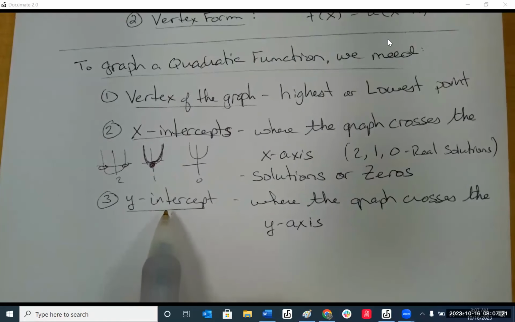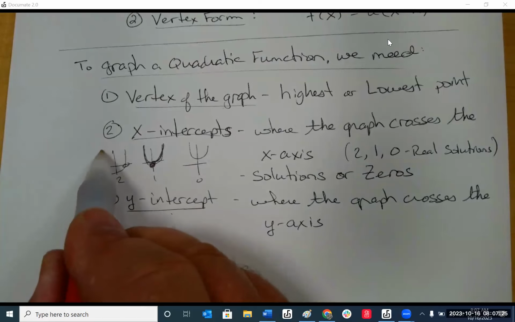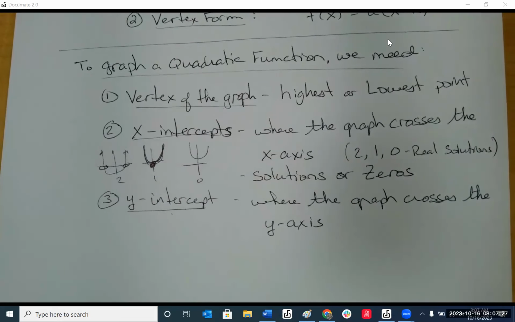But each function has to have a y-intercept because of the end behavior of both arms of a quadratic equation. It has to cross the y-axis at some point in space.